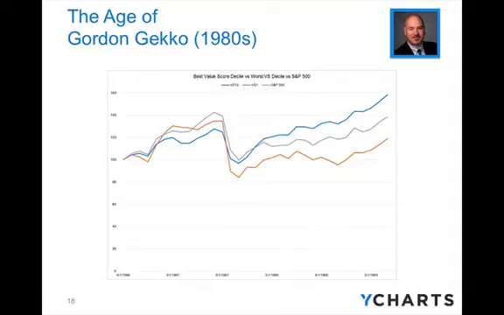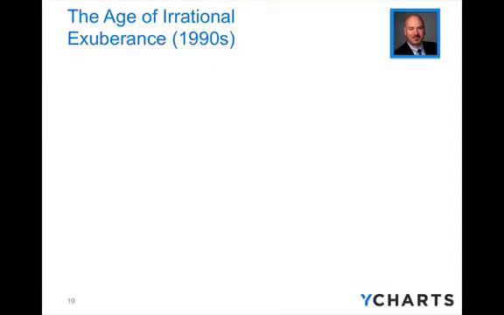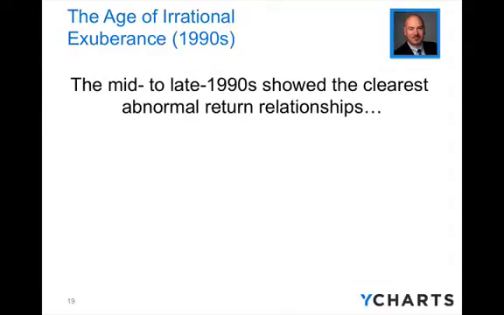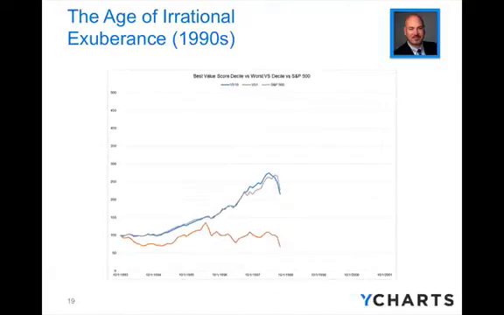Let's look now at the Age of Irrational Exuberance in the 1990s. Of course, this period of abnormal returns was the most striking, and so I wanted to take the closest look at this. This is what the graph looked like from about October of 1993 all the way through October of 2001. You can see that the blue line representing VS10 and the S&P 500 gray line are hugging pretty close to one another for most of that time.